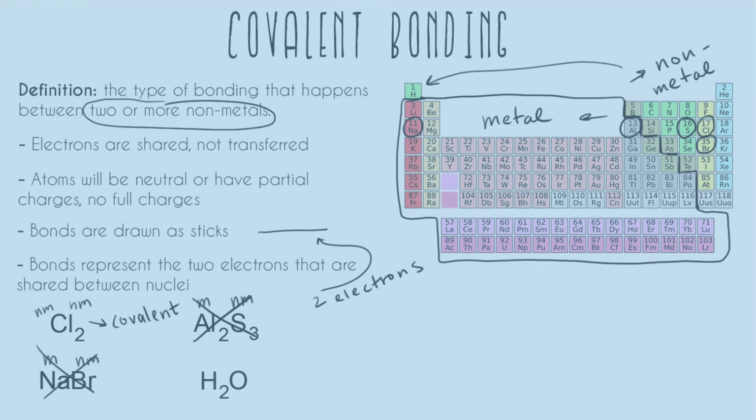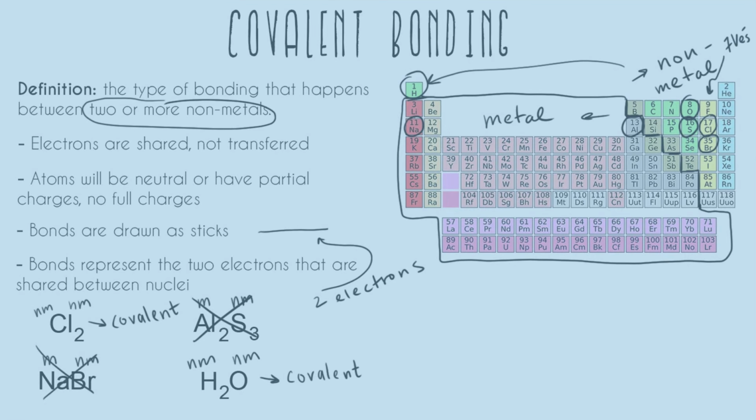And so last, we have H2O. H right here, that's our exception. That is a nonmetal. And we also have oxygen over here, another nonmetal. So this is also a covalent bond. All right, now let's go ahead and start drawing these out and get a little bit more into what's exactly happening in that covalent bond.